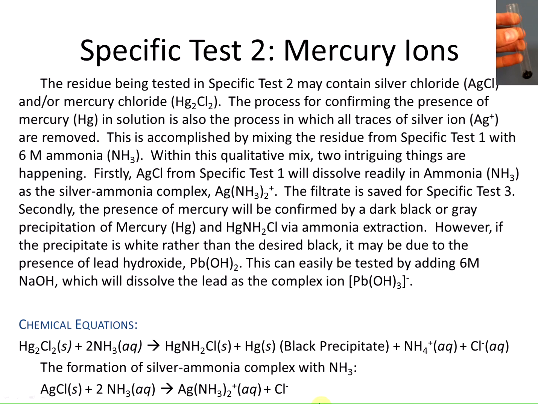A lot of times students that have silver will forget to write this chemical equation here, so don't make that mistake. If you have silver, you need to write this equation under your specific test 2 when you do the lab practical. Because remember, if any chemical reaction takes place, you have to have a chemical equation that represents that chemical reaction.